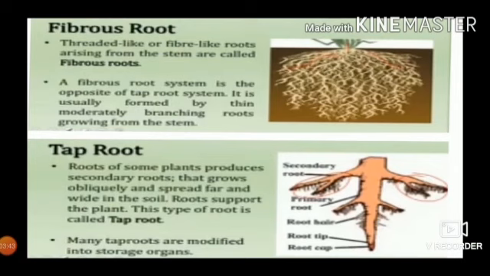Fibrous root and taproot. Thread-like or fiber-like roots arising from the stem are called fibrous roots. Fibrous root system is the opposite of taproot system. It is usually formed by thin, moderately branching roots growing from the stem. And taproots are the roots of some plants that produce secondary roots that grow obliquely and spread far and wide in the soil. Root supports the plant. This type of root is called taproot. Many taproots are modified into storage organs.